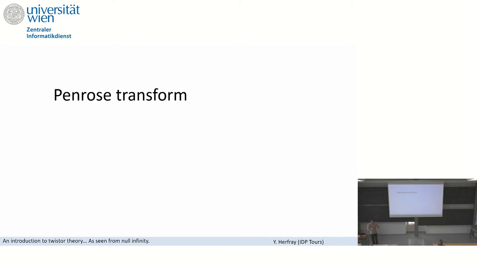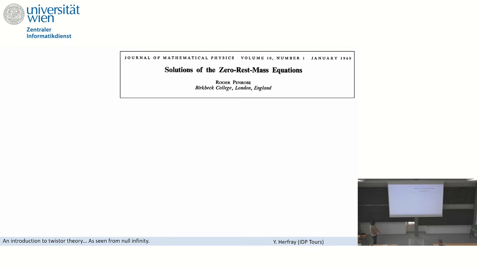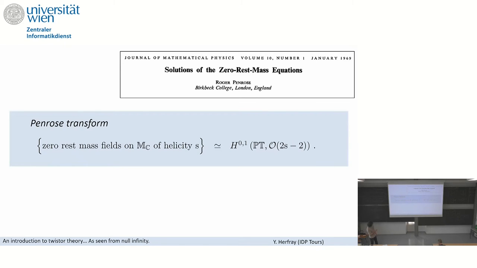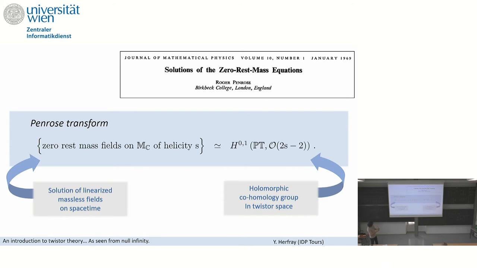Now, what we've done: the first step is we have reconstructed space-time in terms of twistor space. The next thing you want to do is realize the linearized theory in twistor space. And this is going to be the content of the Penrose transform. It all goes back to this work of Roger Penrose, solutions of the zero rest mass equations. And here is the main result, and I'm going to explain what this means. Linearized fields on your conformally compactified space-time, with any helicity, are going to be in one-to-one correspondence with some holomorphic object in twistor space, which is a holomorphic cohomology group. I'm going to explain what this means.